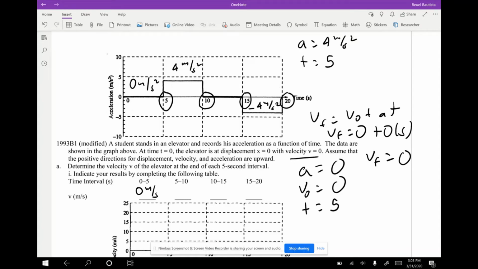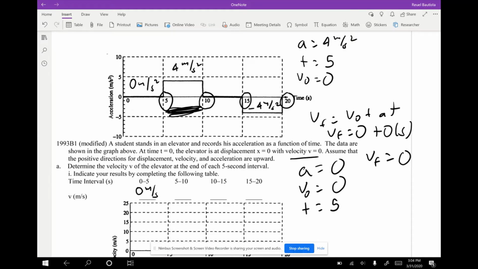And we can still use the first equation. So we have vf equals vo plus at. vf equals 0 plus a, which is 4, times t, which is 5. And this will be 20 meters per second. So the final velocity at 10 seconds will be 20 meters per second.